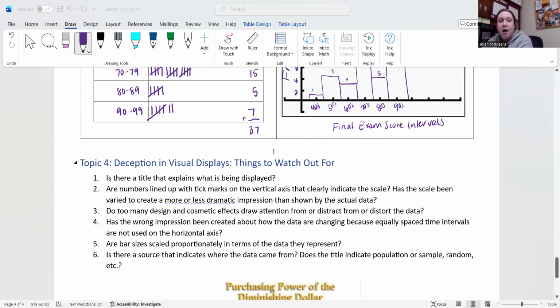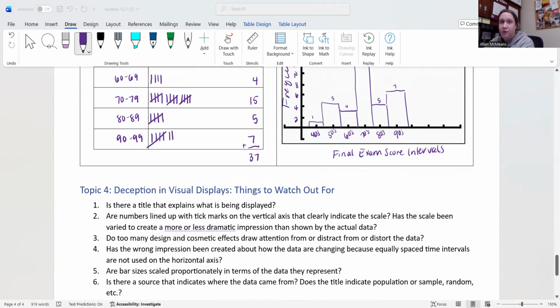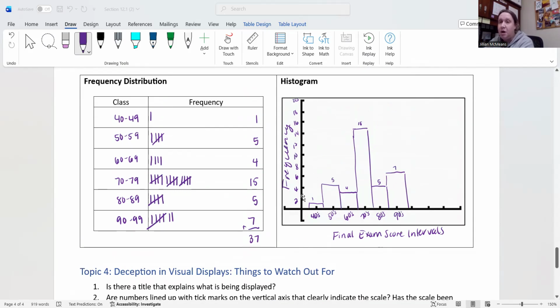Okay. Has the wrong impression been created about how the data are changing because unequally spaced time intervals are not used on the horizontal axis? So, just like with the frequency distribution here, we kept our intervals very consistent. So we went from the 40s to the 50s to the 60s to the 70s to the 80s to the 90s on the x-axis, and then we incremented by twos from 0 to 20 on the y-axis. You want to make sure everything is very consistent because you can accidentally give off seriously misleading information about your table if things are not incremented the same.